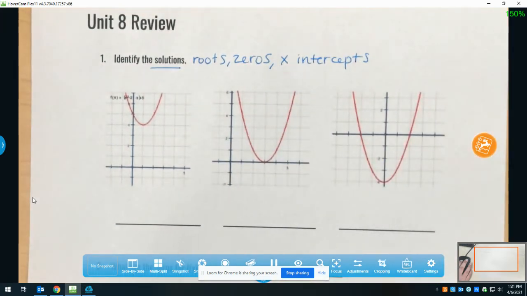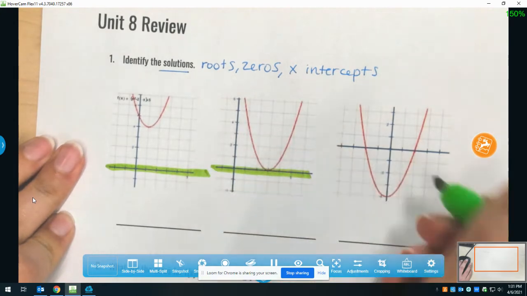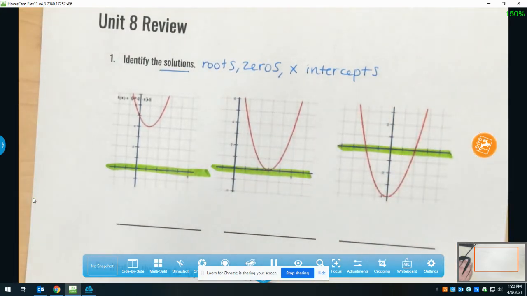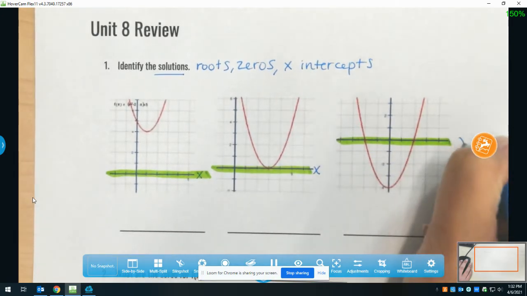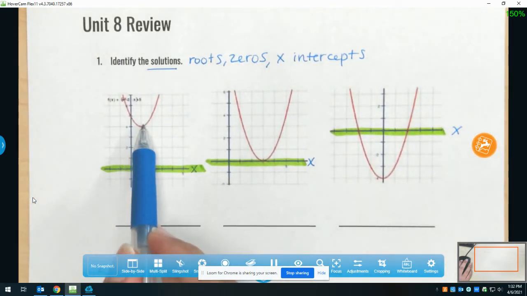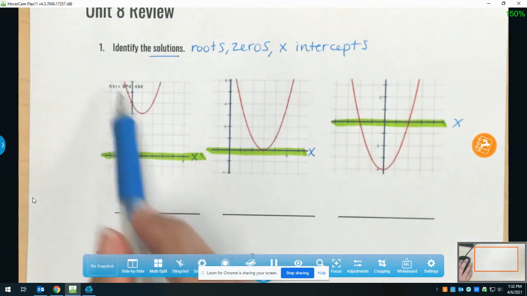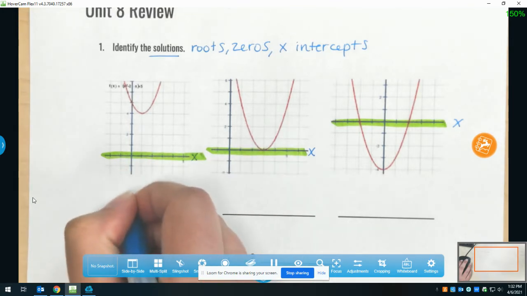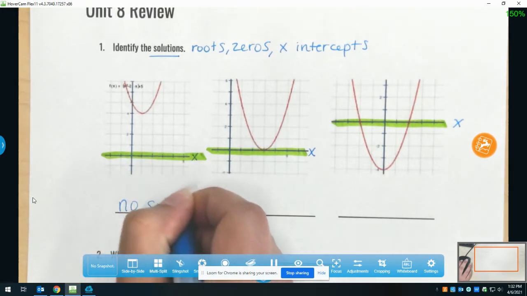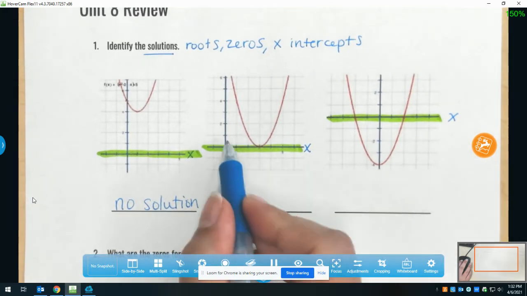What you're looking to see is where does your graph cross or touch, interact with, however you want to think of it, the x-axis. And so always start by identifying that x-axis. So in the case of our very first picture here, we do not have the quadratic actually crossing or touching the x-axis. So this is an example of a no solutions situation. Okay, so no solutions here.